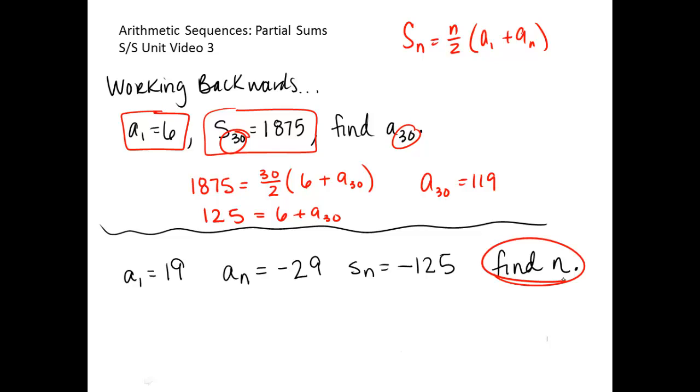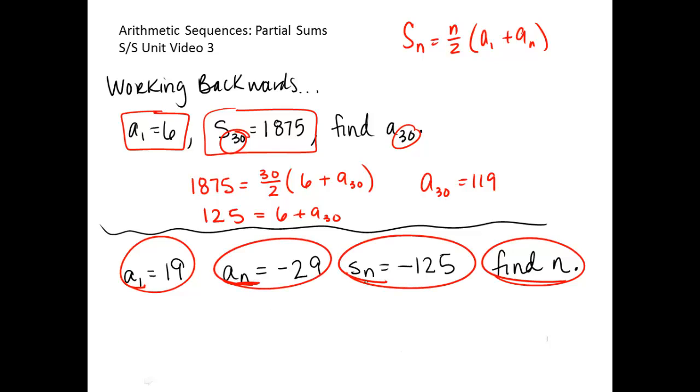Okay, here's another one. I want to find n this time. So I've got a first term, and I've got the nth term, and I've got the sum of the first n terms. So these n's are actually the same n, which is important to know so that I can work very similar to the way we had up here. So I've got negative 125 will equal, I don't know how many terms I'm adding together, n, divided by 2, times (19 plus negative 29). The reason I can do that is because my a sub n matches the n, which matches the s sub n. So this n really represents the same thing. So I'm simply solving this.